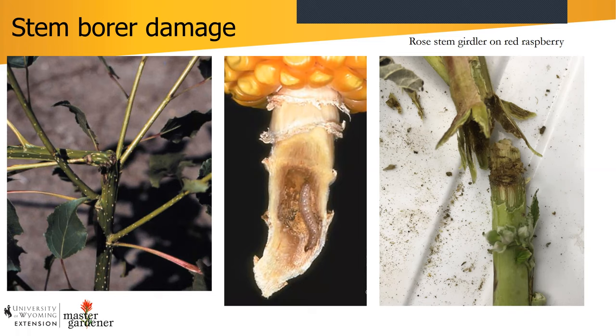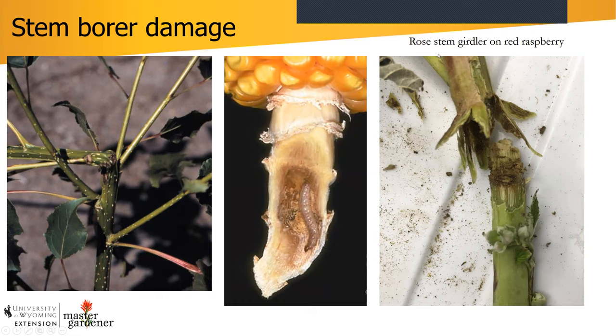And unless you get your pocket knife out and cut the plant open, you're not going to really notice them until some other thing like a windstorm causes it to fall over. So here is one that is in a cottonwood sapling. This is the European corn borer, right where the ear of corn attaches to the stalk. It's caused weakening there. And then this is one that's causing more problems for people who are trying to grow raspberries in the state. This is the rose stem girdler, is the common name for it.